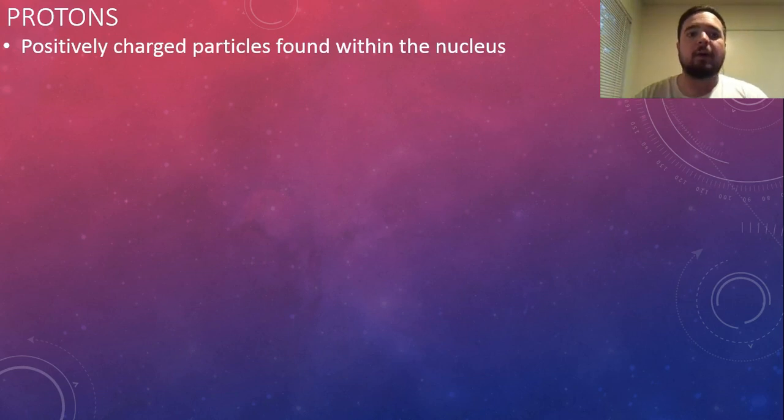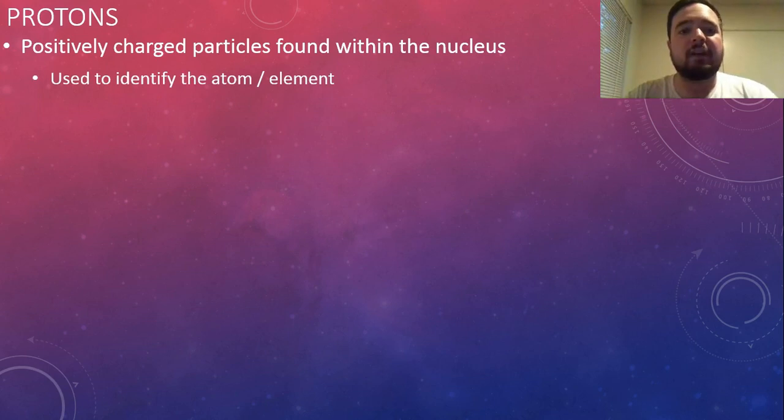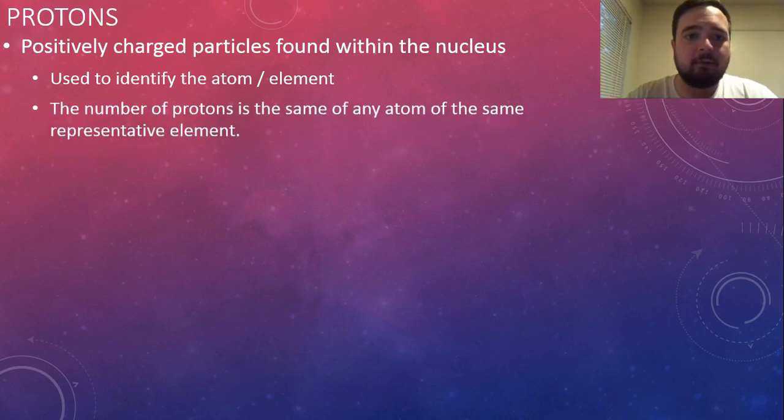Now, protons are positively charged particles found within the nucleus. They're used to identify the atom and the element on the periodic table. There's such a thing called the atomic number that we'll talk about later on that identifies the atom and element itself. The number of protons is the same for any atom of the same representative element.